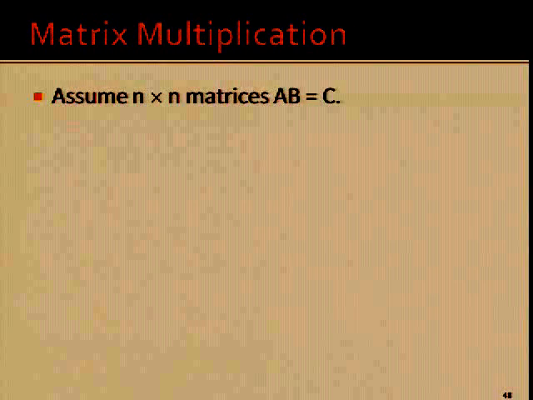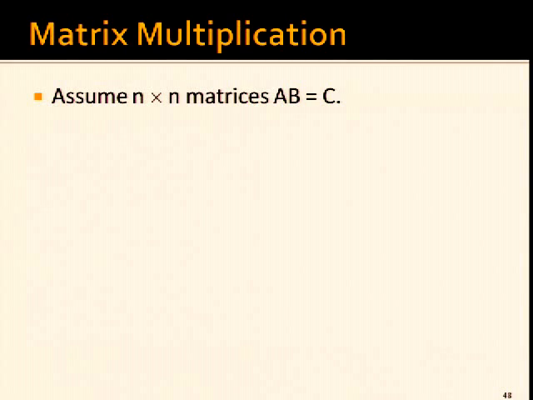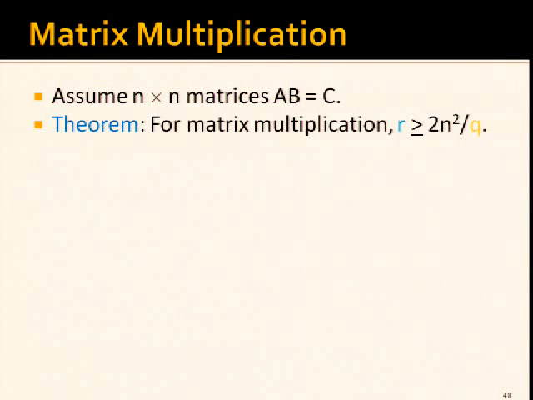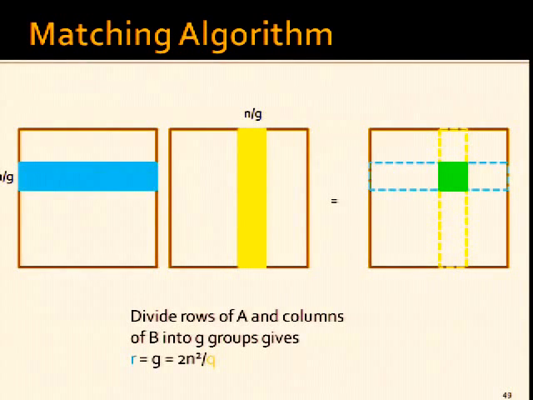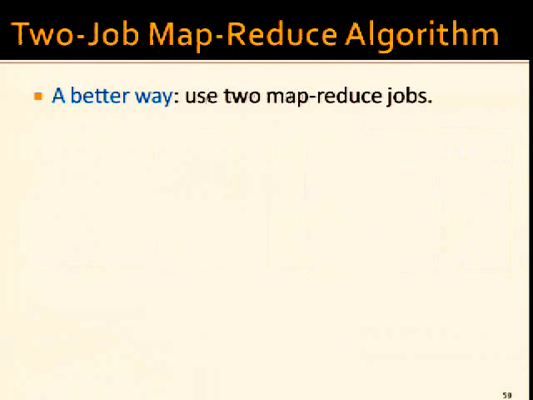Then there's matrix multiplication. I want to assume multiplying 2 n by n matrices. There's a theorem again, which I won't prove. It's not too hard. It says the replication rate is at least 2n squared over the reducer size q. There is a matching algorithm in which you divide the first matrix into bands of width n over g. There are g groups, so n over g per group. And the product of these two bands produces that little square of output, and that gives you a matching replication rate of 2n over q.